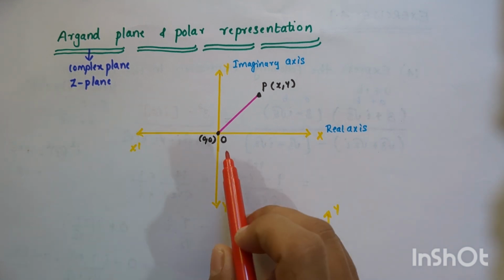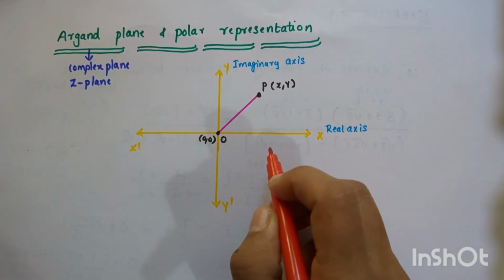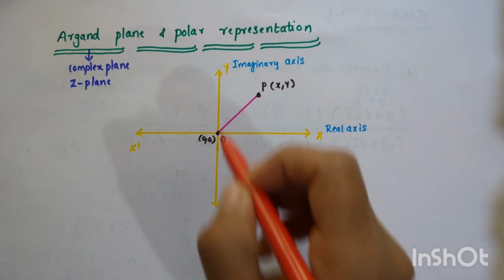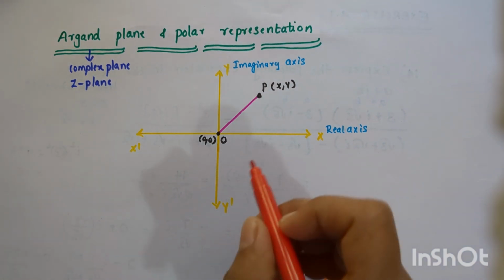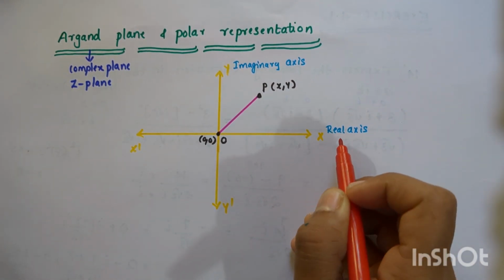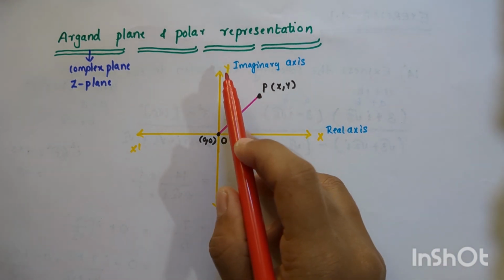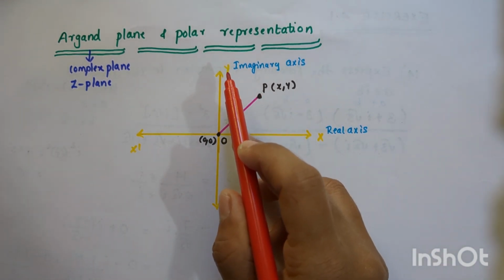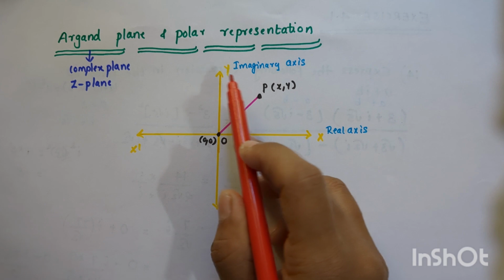Okay, now here you see, I have just marked 4 axes here: x, x dash, y and y dash. The x axis in the Argand plane is called the real axis. And the y axis in the Argand plane is called the imaginary axis.